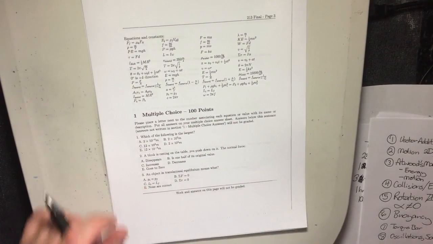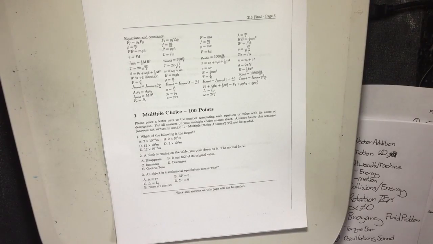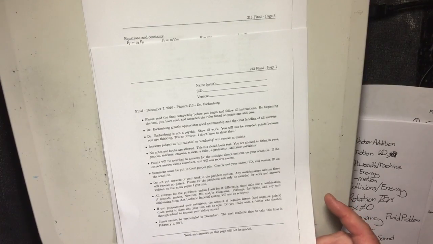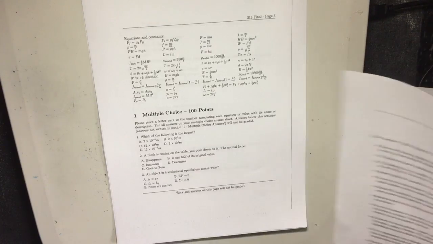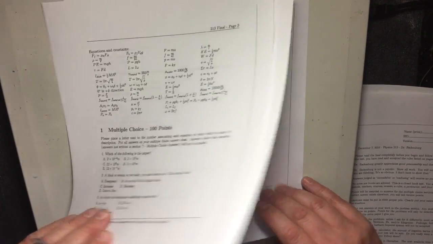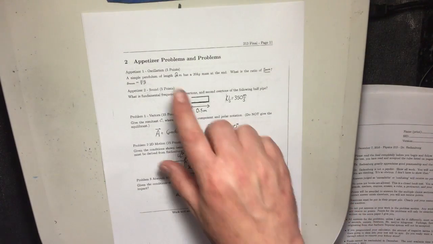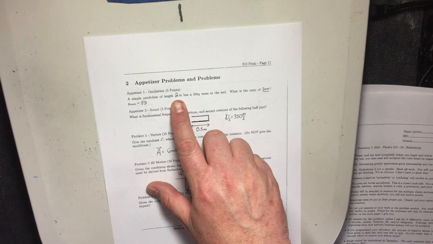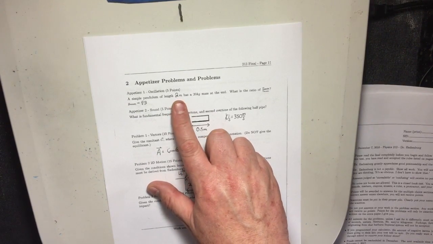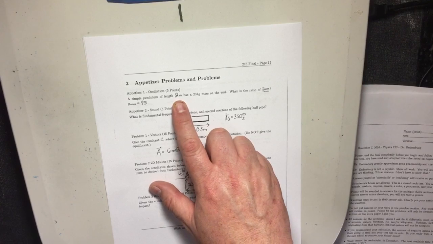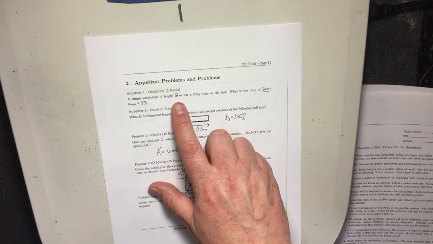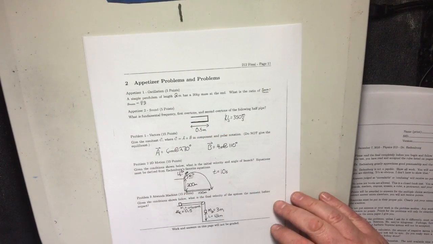This is the 213 final from December of last year, December of 2016. If we look at the problems, best guess is I would take a look at that pendulum length value, and since I hand wrote that, I probably changed that value with the version. So I'm going to call this version 2.